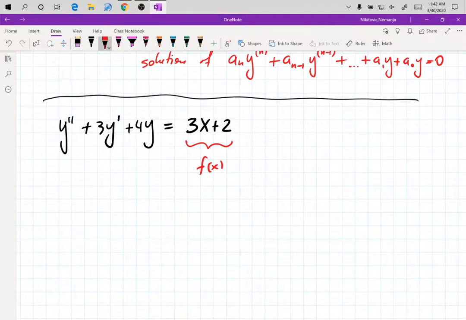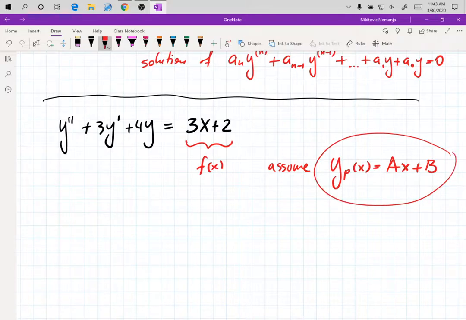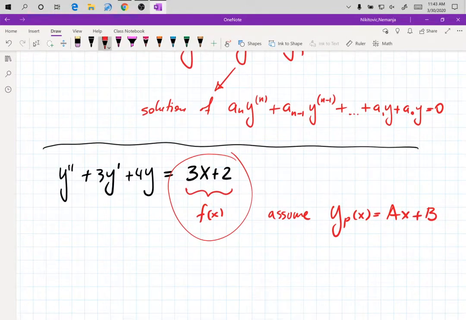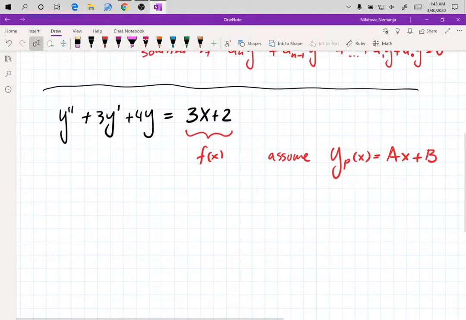Because this is a polynomial, we are going to assume, and this is the part where you are memorizing, that y particular of x is going to be of the form ax plus b. What we are doing here is figuring out what type of solution will satisfy this, and you get that through derivatives of it. If you take the derivative of this, you get a constant, and then you take another derivative, you get a 0. So it is a polynomial.